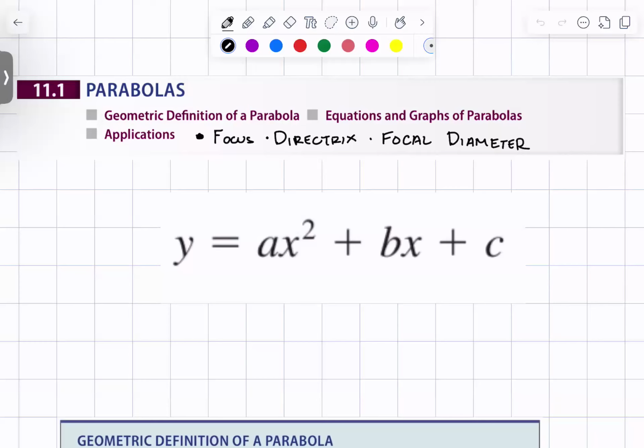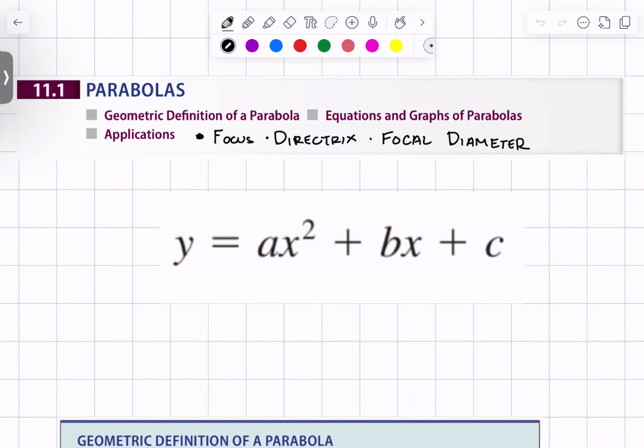Welcome everyone. This is 11.1 on parabolas. We are going to talk about parabolas. I know that you guys cover parabolas, basic, but this goes a little more in depth. So we are going to be talking about the focus, the directrix, and the focal diameter.